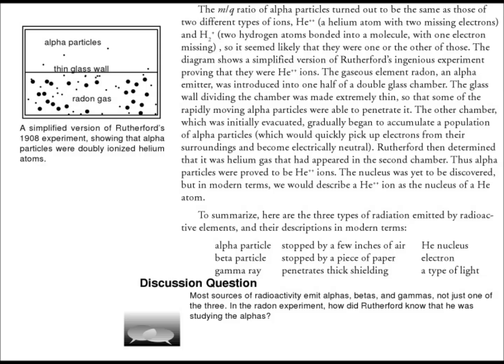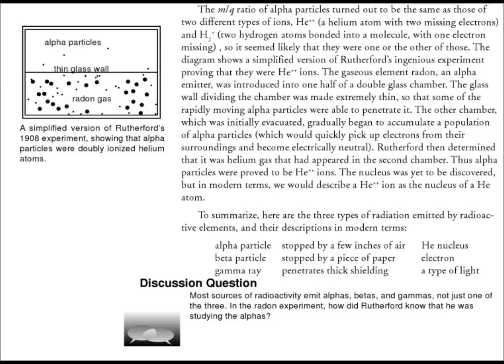Thus, alpha particles were proved to be that type of helium ion. The nucleus was yet to be discovered, but in modern terms he would describe a helium ion as the nucleus of a helium atom. To summarize, here are the three types of radiation emitted by radioactive elements, and their descriptions in modern terms. Alpha particle, beta particle, gamma ray.